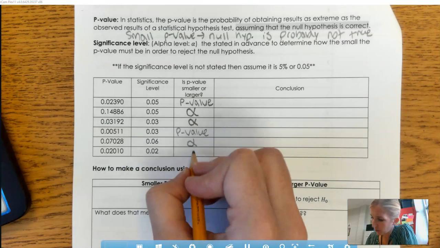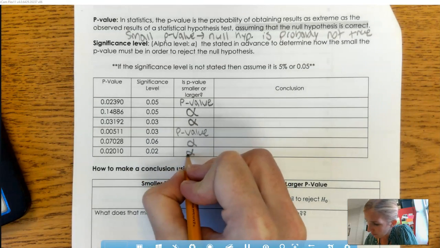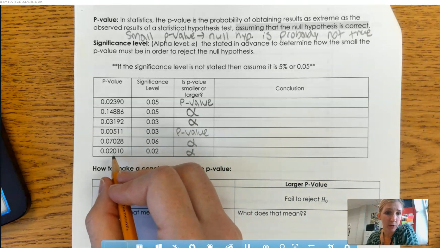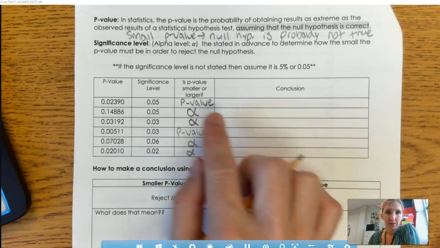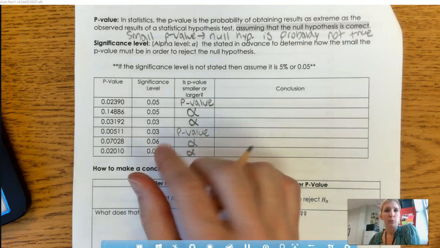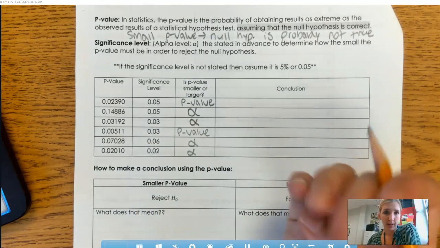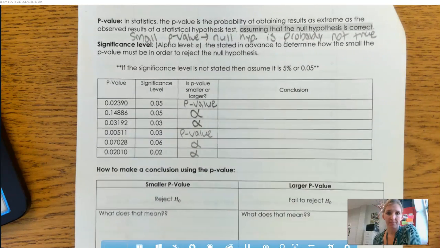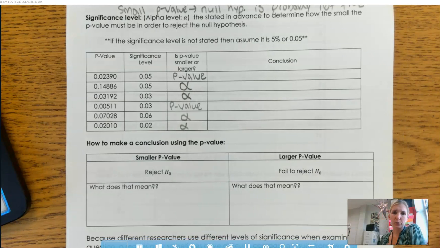All right, here, I hope again that you said the alpha level was smaller. This is 2%, and this is 2.01%. All right, now that we've figured out whether the p-value or the alpha level is the smaller number, let's see what that means. How to make a conclusion using the p-value and the significance level.